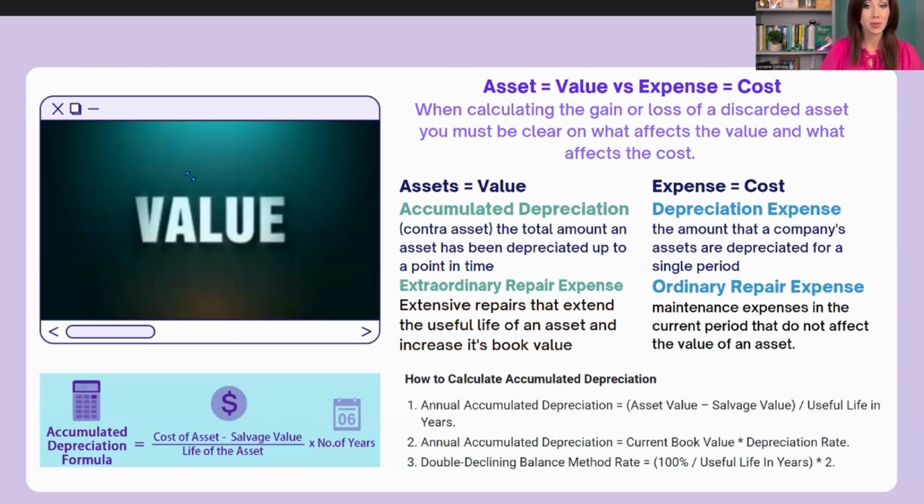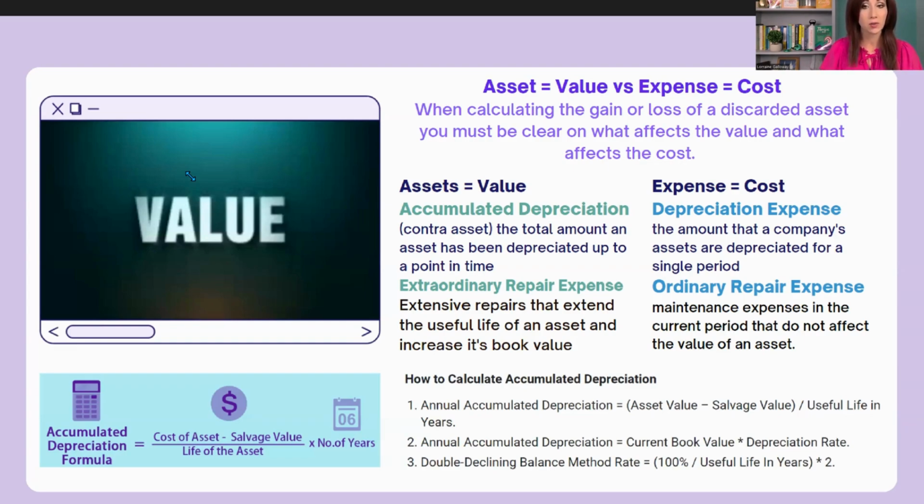This is the amount that the company's assets are depreciated for a single time. So a period of time. So this can be a period of time along the way, maybe 5 years into 10 years, maybe the full 10 years, something to that extent. It's somewhere in that period of time of depreciation.